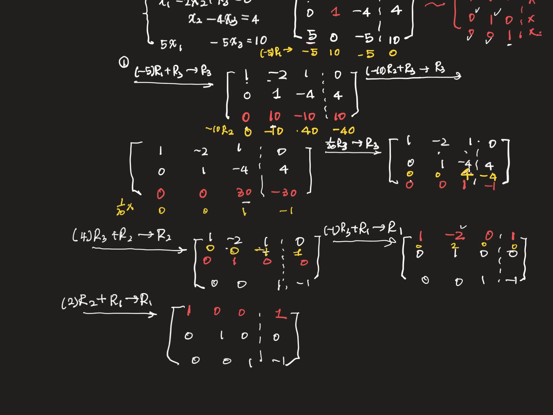Everyone did the same thing. Good job, guys. Okay. So here is gonna be the answer from here. You see, first row x1 is 1. Second row x2 is 0. Third row x3 is negative 1. Solution gonna be x1, x2, x3, which means 1, 0, negative 1. Then you plug in back, check your answer, guys.